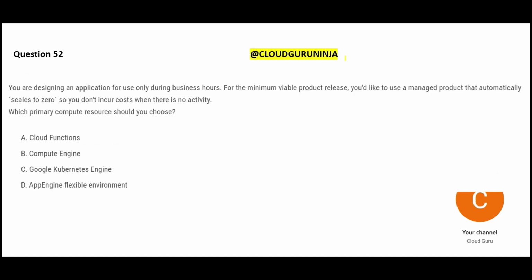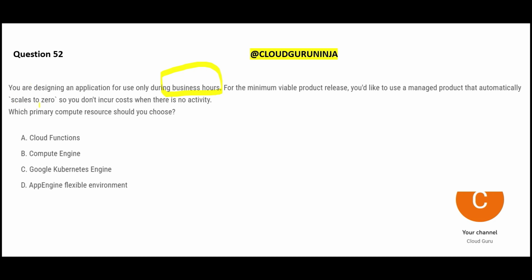See, in this question, you have an application that you are only going to use during business hours. Clear? That means you will probably use it between 9 a.m. to 5 p.m. You will not use it at 9 p.m., at 12 midnight, or at 6 a.m. in the morning, but you will strictly use it during business hours. Now, the next requirement is that you should use something which is a managed service. Why? Because you want to scale to zero.